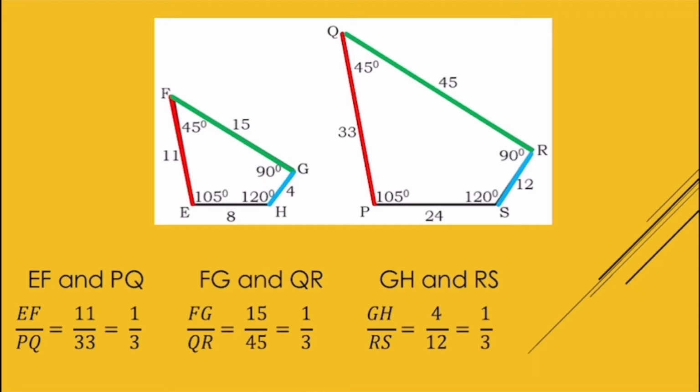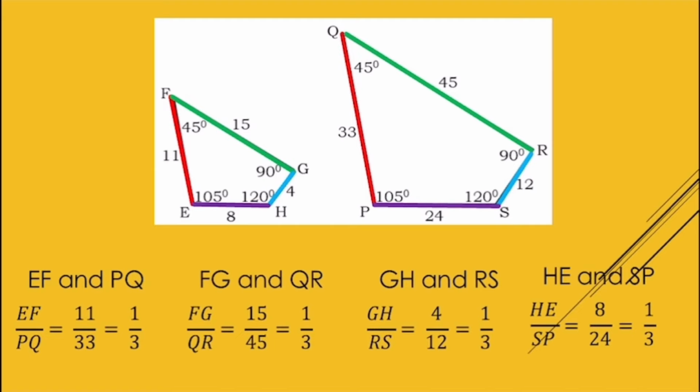And for our last corresponding sides, we have line segment HE and line segment SP. So to find the ratio of the corresponding sides, we have line segment HE over line segment SP. And let's substitute the values. We have 8 over 24. And also the lowest term is 1/3.